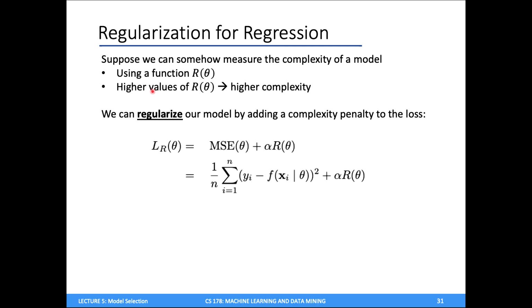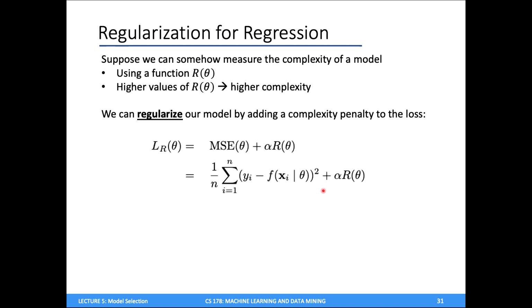Okay, so let's see what that looks like in the context of MSE and regression. So I'm going to define a new loss function, L sub r of theta. Again, this is some function measuring how good of a fit our model is to the data. And this new loss function is the MSE loss function, so just the usual thing, plus alpha, which is some scalar, times this complexity measure r of theta. So we've created a new loss function that's a combination of the MSE and of this complexity function.